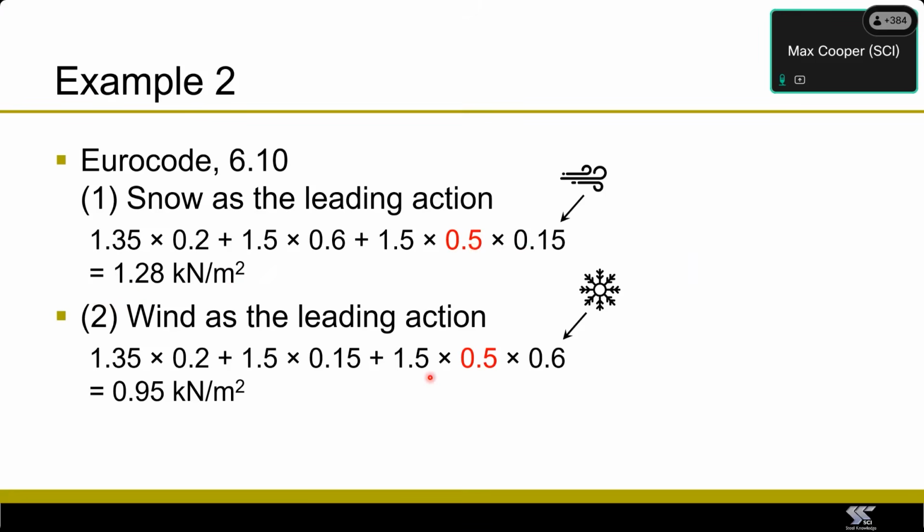Now we consider wind as the leading action. So here is the wind load, that's the leading action. And here we have the snow load, and we use it using the combination value. Therefore, we're using psi naught equal to 0.5. We sum that up and we get a total of 0.95. So as you might predict, snow being the greater value action in this case, it was snow as the leading variable action which gives us our governing load combination.